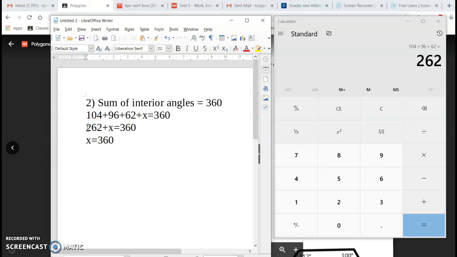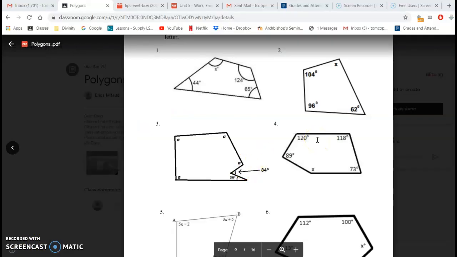No, so it's positive. So when we take it to the other side, when it jumps over the equal sign, it becomes a negative 262. So now we can do 360 minus 262 is equal to 98. And that is the answer, 98. So in example 2, x, we found that it is 98. So these four numbers add up to 360.